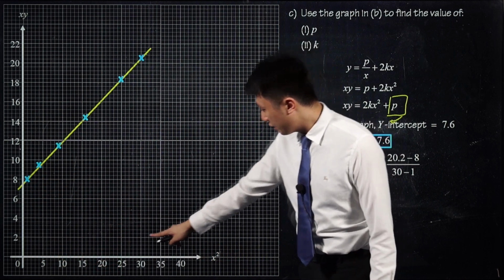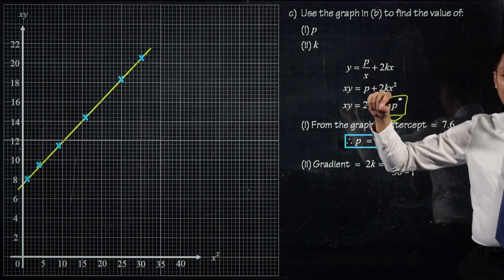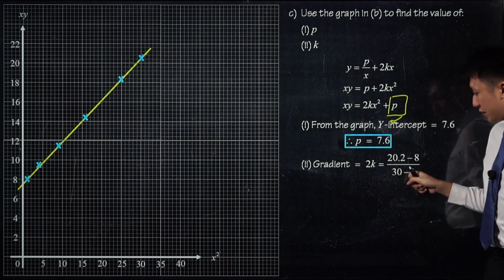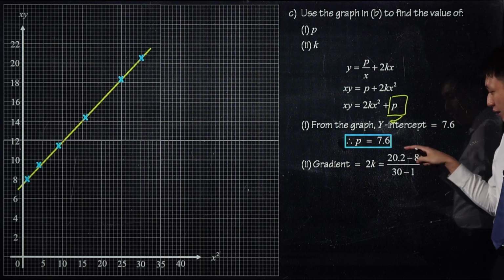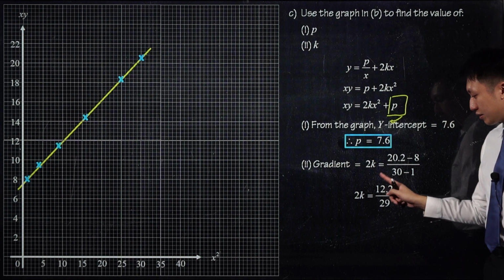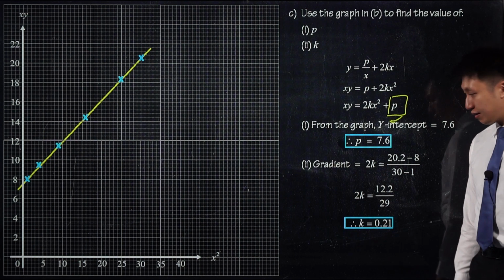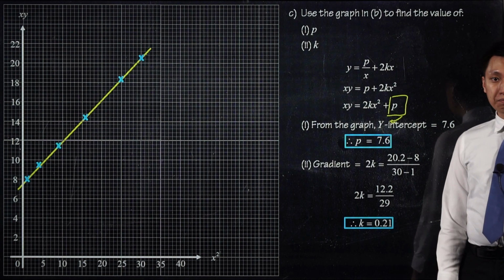The last point, 30 here, is also selected on the line itself. So we take 30 minus 1 below, that's x2 minus x1, and this is y2 minus y1, and hence we get the answer 2k is equal to this. So we divide by 2, we get k is equal to 0.21. Okay, and we are done for this.